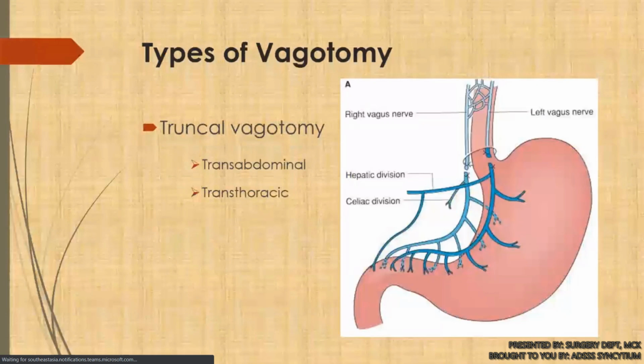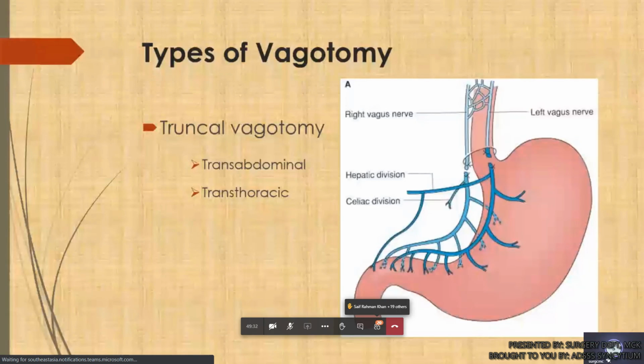So what are the different types of vagotomy? One is truncal vagotomy, when both the trunks of the vagus nerve, anterior and posterior, left and right, or anterior left, posterior right, are cut. Truncal vagotomy means that the whole trunk of the vagus nerve is cut, divided. It can be done through the abdominal route or through the transthoracic route. This is one of the options.